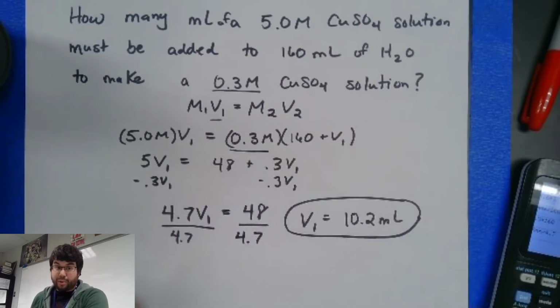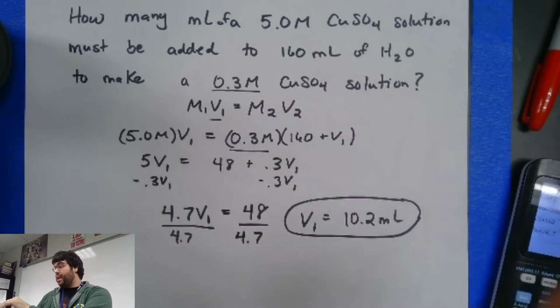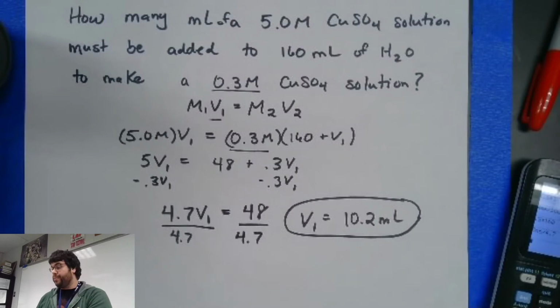A little bit of a complicated problem, but at the same time very much something you might do in a chemistry lab. You want to make something with a certain volume and a certain concentration, and you got to use an original solution which is very concentrated. We do that quite a bit in lab.